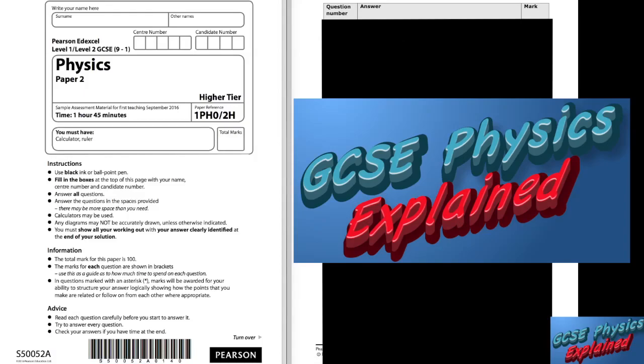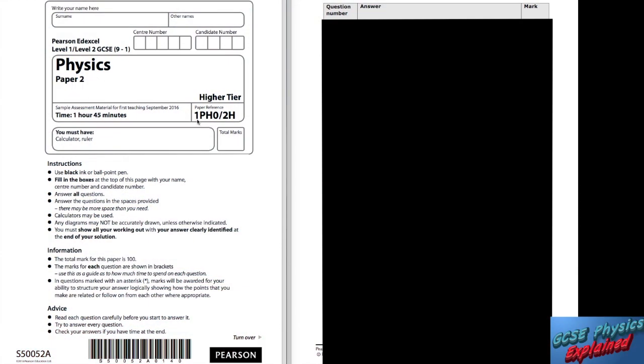Right, let's do some physics. It's paper 2, higher tier, triple award.